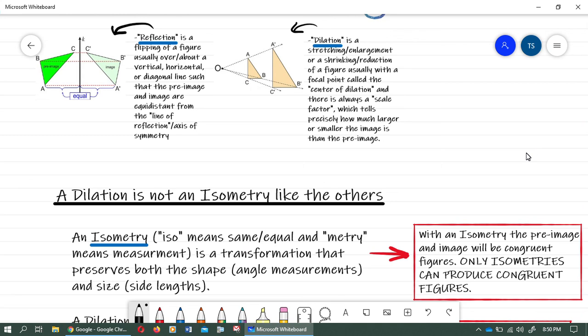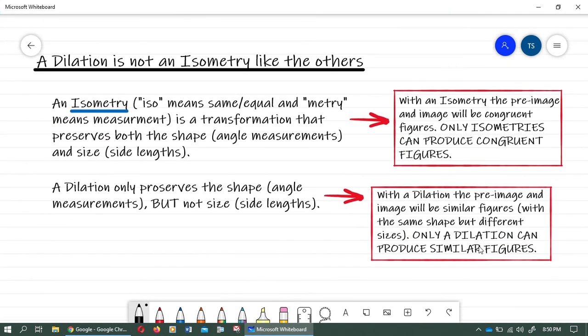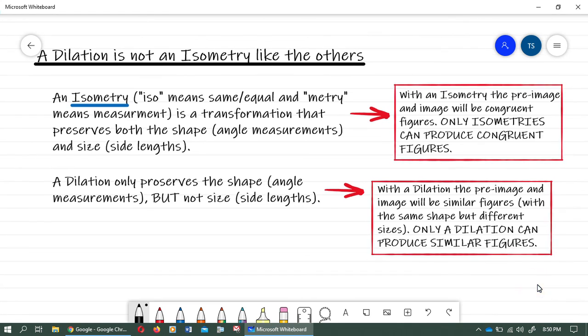So again, guys, a dilation is going to preserve the shape. Okay, and you can see the image here. A dilation is going to preserve the shape, but not the size. So because that happens in a dilation, with any dilation, guys, the pre-image and the image will be similar figures. And that means that they have the same shape but different sizes. And so, guys, only a dilation can produce similar figures like that. And again, only isometries can produce congruent figures.